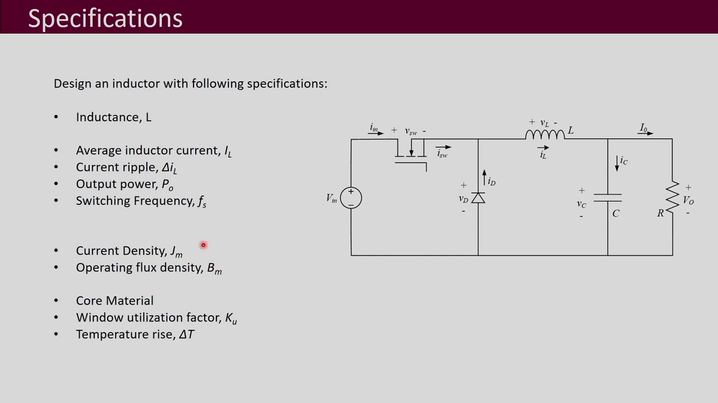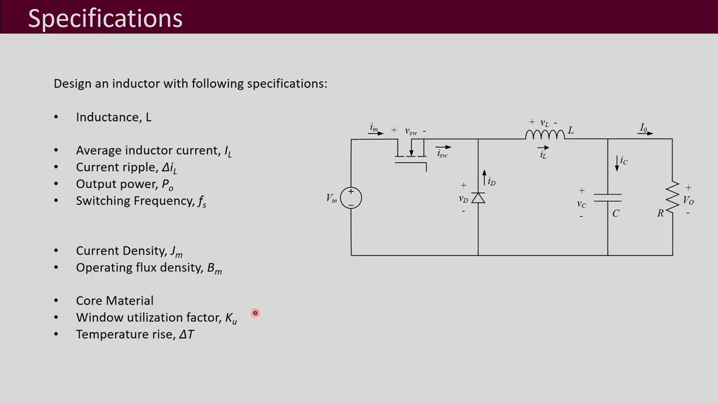Then further you should choose some reasonable values of current density JM and the operating flux density BM. Now we have to have an idea of what is going to be the peak flux density for that particular inductor, and what could be the current density for the conductors that we will be using. You will know these by practice, by looking at previous designs, but most of these designs are standard, so in textbooks, application notes and design sheets, you will be able to get these values.